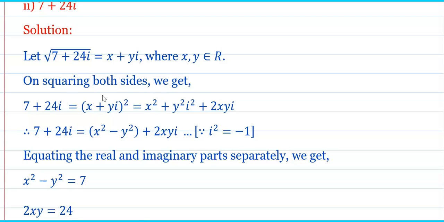Again, what is the value of i square? It is minus 1. Okay. Therefore, I will write here one more step. x square minus y square. The value of i square is minus 1, plus 2xyi. Okay. Now collect the real part. x square minus y square plus 2xyi. Equating the real and imaginary parts, x square minus y square is equals to 7. And next, imaginary part 2xyi is equals to 24i.